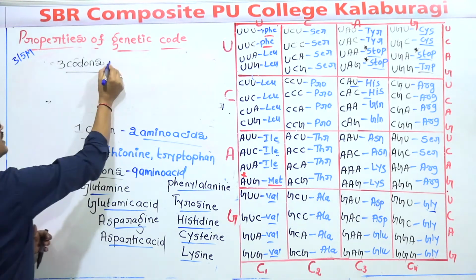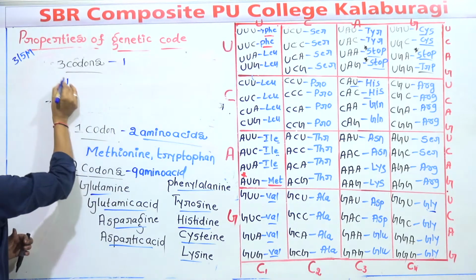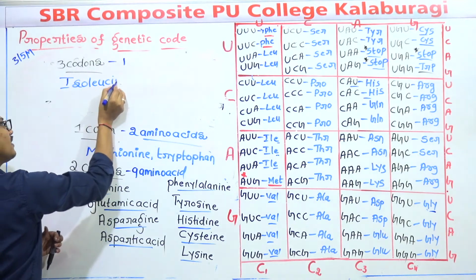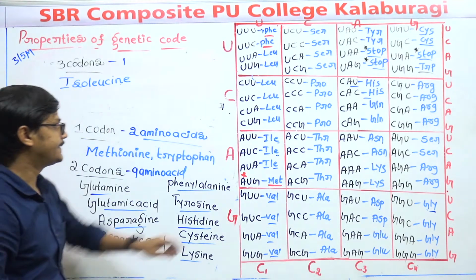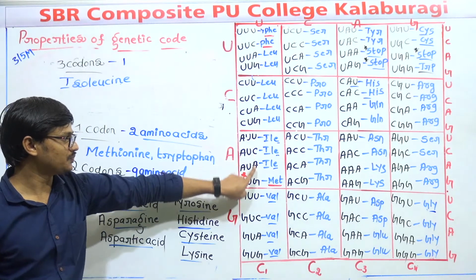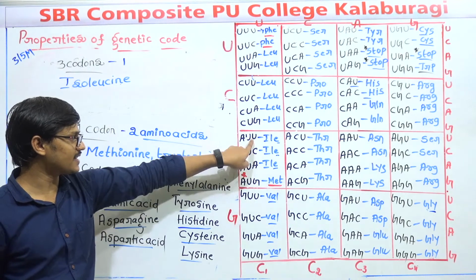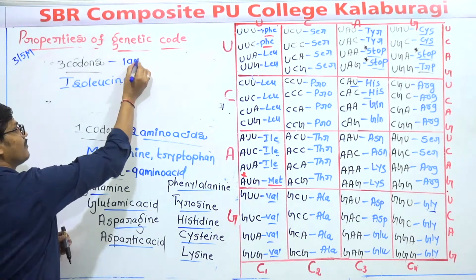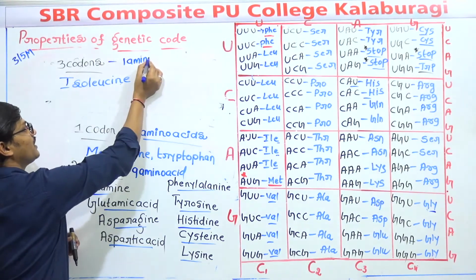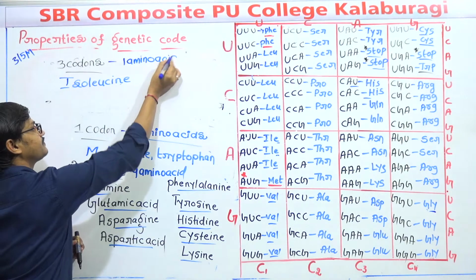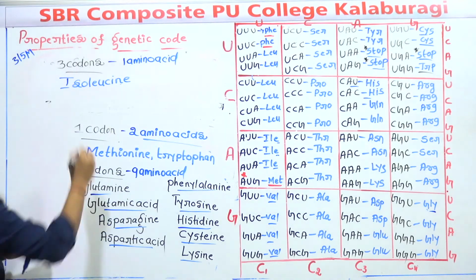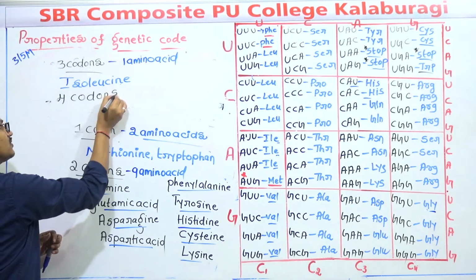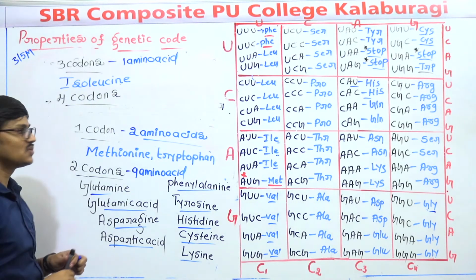Example, isoleucine. Here I am writing isoleucine. 1, 2, 3. How many codons are there for isoleucine? 3 codons. Right? Only 1 amino acid for this example. Example for 3 codons is only 1 amino acid, that is isoleucine. And even there are some amino acids, they are having 4 codons. What are those?